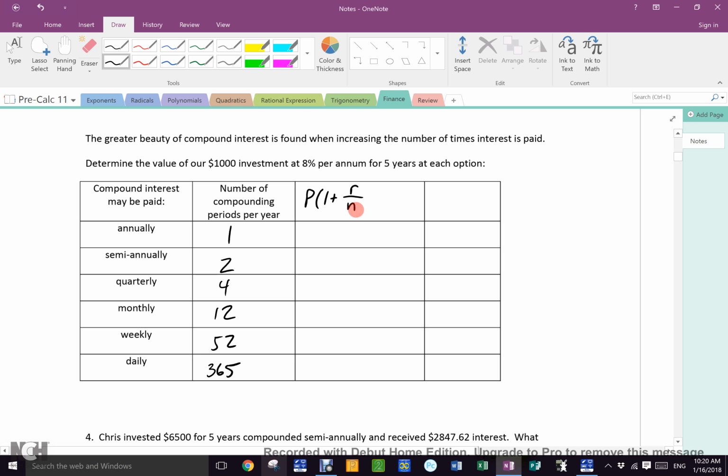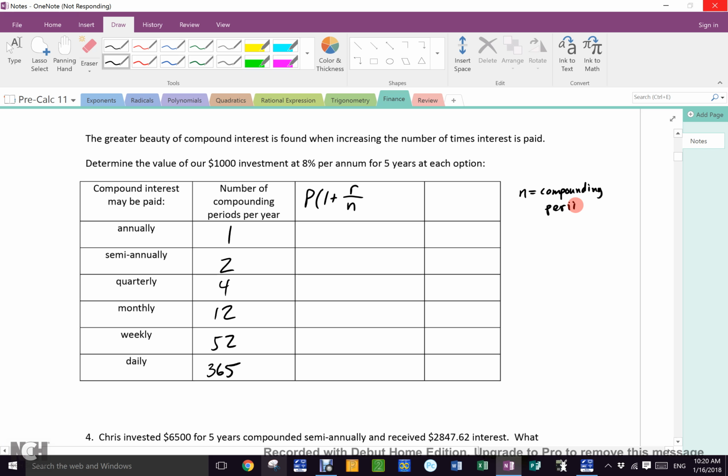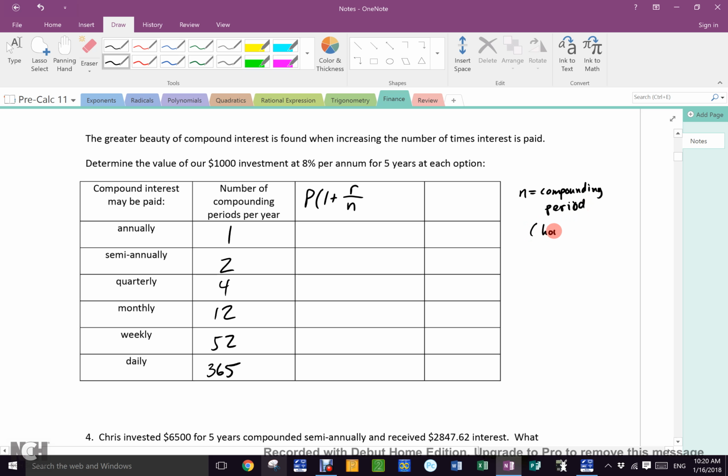We use the letter N, and N equals the compounding periods, or how many times a year they're going to pay you out. Okay? It's the compounding period, which is how many periods per year. Okay? Everybody with me?